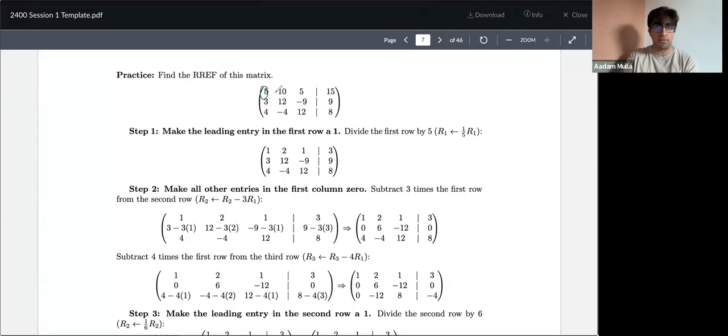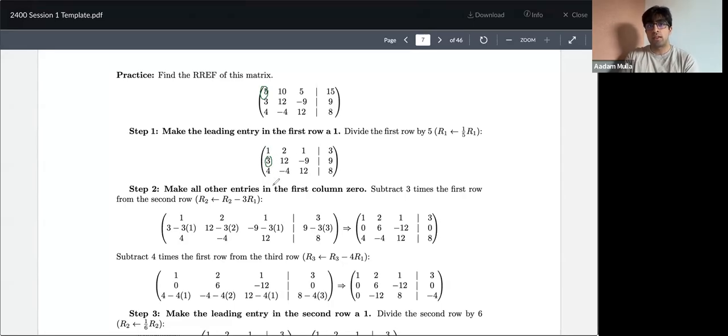So this is actually an example I did. 5, 10, 5, 15. Divide by 5 becomes 1, 2, 1, 3. Okay, the next step is, this guy's a 1. Let's make both of these 0. So the question is, how can we make 3, 12, -9, 9? How can we turn this 3 into a 0?